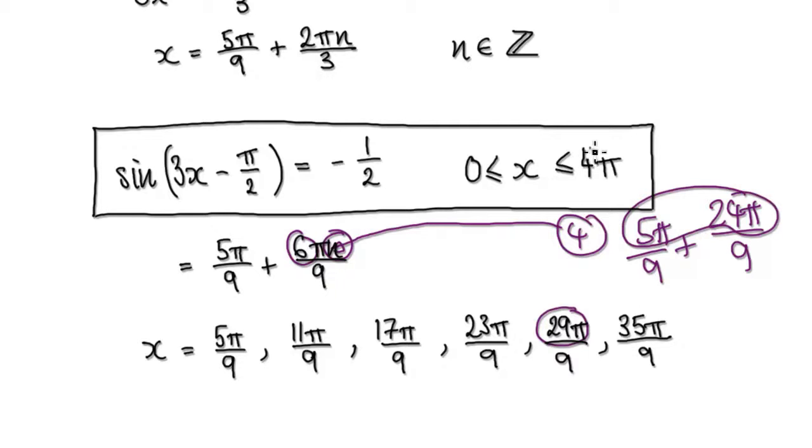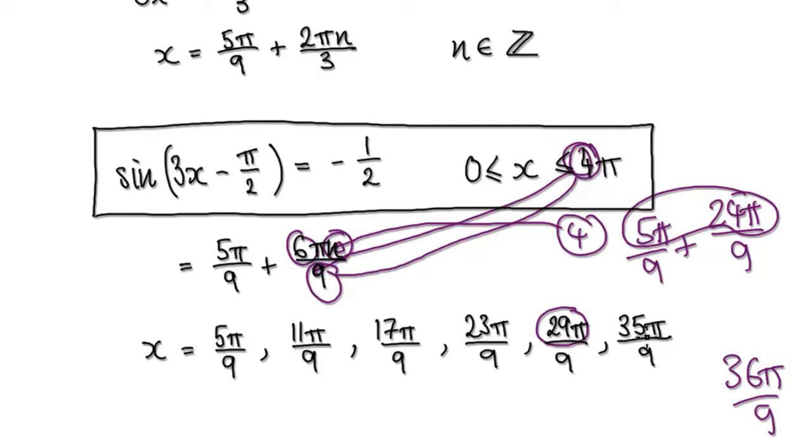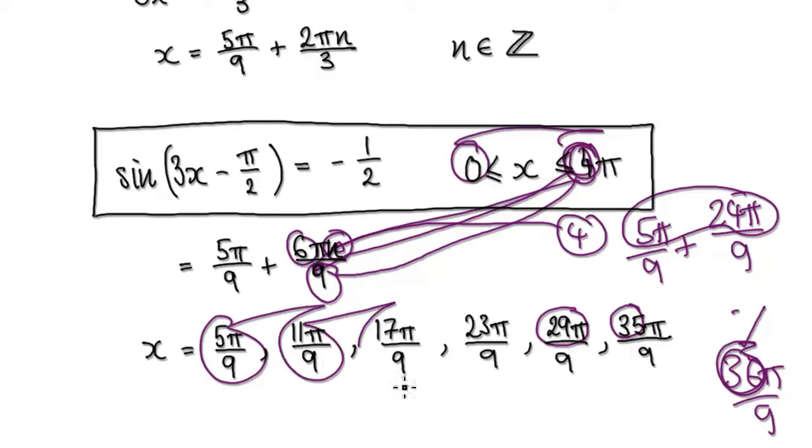Remember, you can go up to 36 pi over 9, because 4 times 9. Here we've gone up to 35. Beyond that, it would be over 36. But we want our solution. Well, the point is you can go up to 36, because 4 times 9. Anyway, all these are our first set of solutions here.